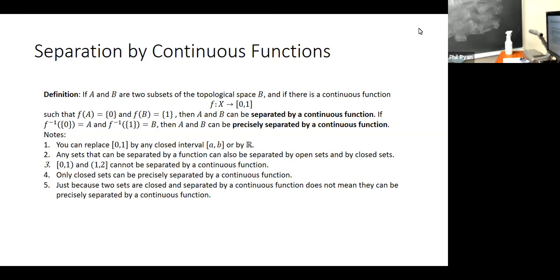More strictly then, if not only f of A equals 0, but f inverse of 0 equals A and f inverse of 1 equals B, then A and B can be precisely separated by a continuous function. The fact that it's the unit interval here is nothing special. Of course, we can replace it by any closed interval, and we can even replace it with R. So in different books, you'll see different definitions.